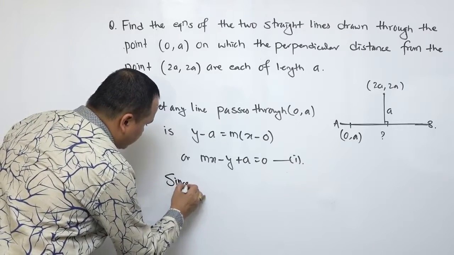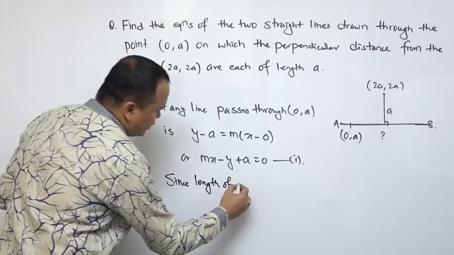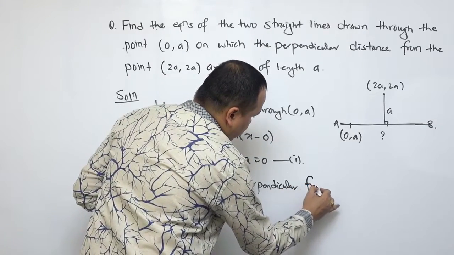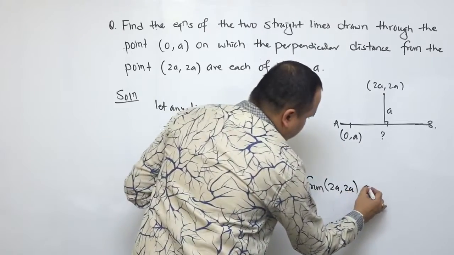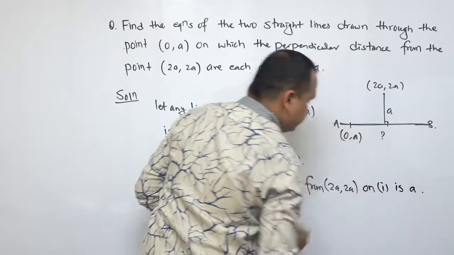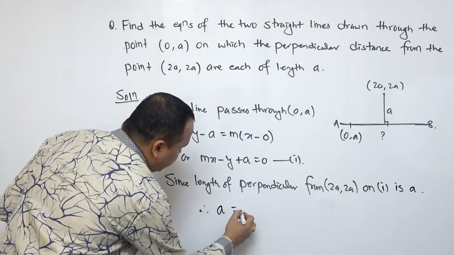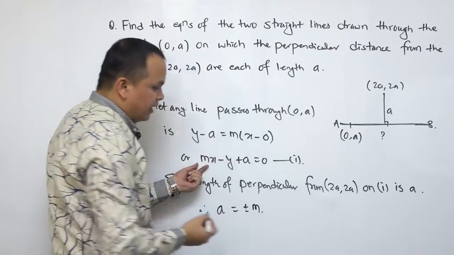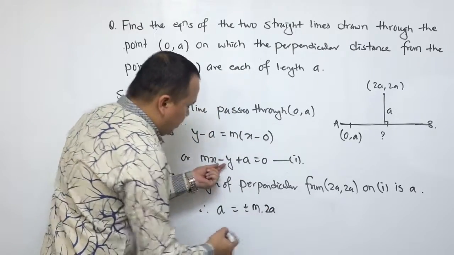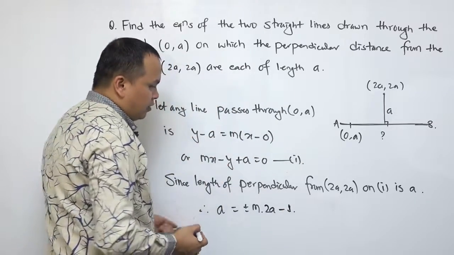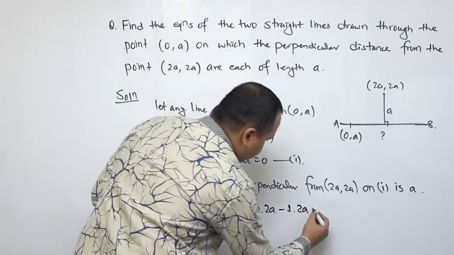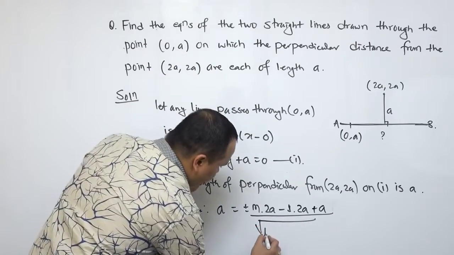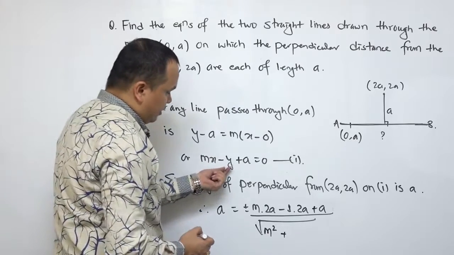Since the length of perpendicular from (2a, 2a) on I is a, therefore a is equal to plus minus m into x1, x1 is 2a, minus 1 into y1, y1 is again 2a, plus a, divided by root over a square plus b square, where a is m and b is minus 1, whole square.